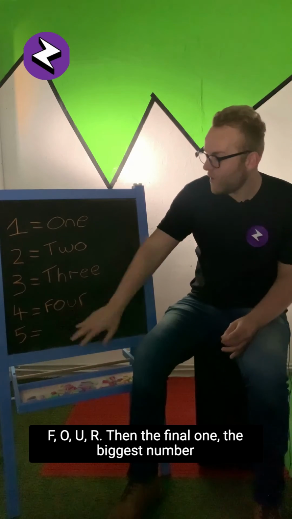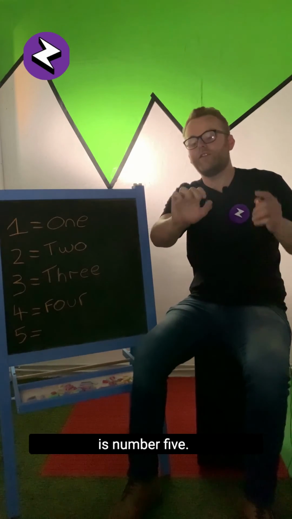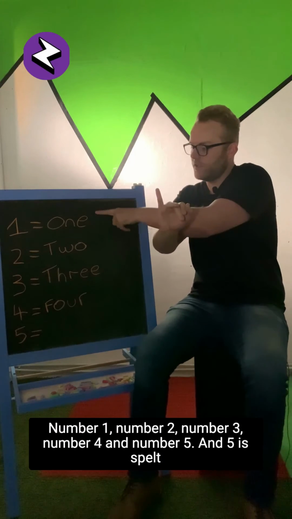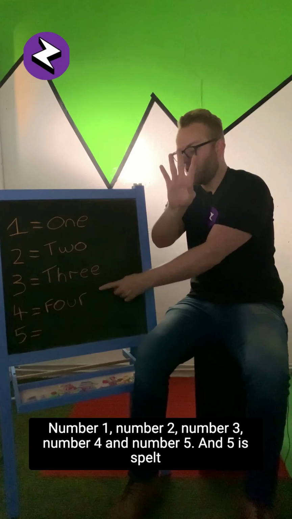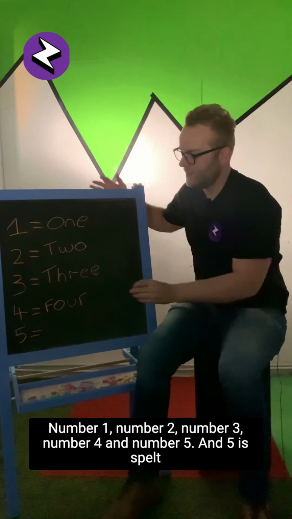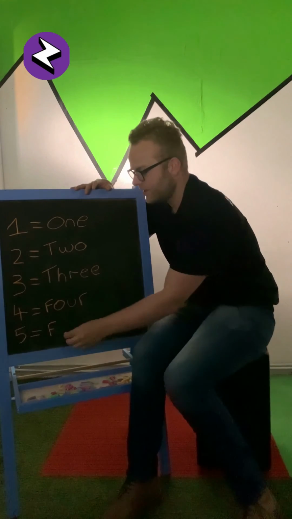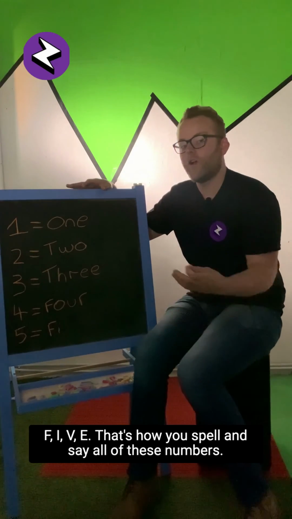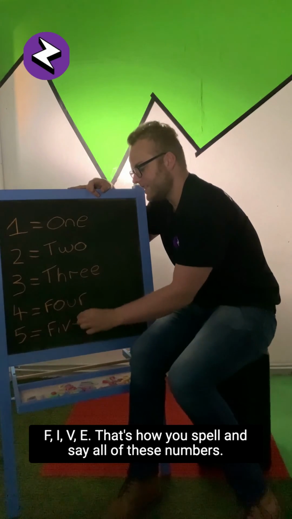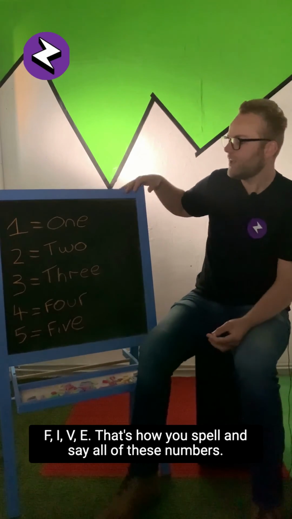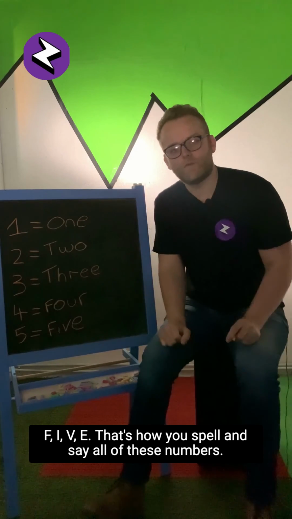And then the final one, the biggest number that we'll be learning about here is number 5. So the final ones, you've got number 1, number 2, number 3, number 4, and number 5. And 5 is spelled F, I or I, V, V, and E, F. Okay? And that is how you spell and say all of these numbers.